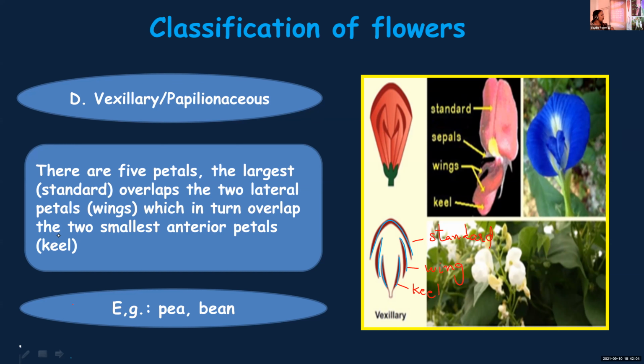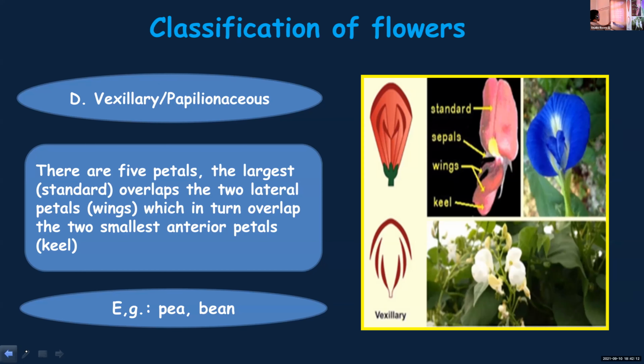So seeing the symbolic representation, you should be able to identify. If that particular figure alone is given, you should identify. This is vexillary aestivation. It is easy to identify when compared to the other 3 types. With the other 3 types, you might get confused, but this is very clear. A standard petal, 2 wings, and 2 smaller petals known as keel.